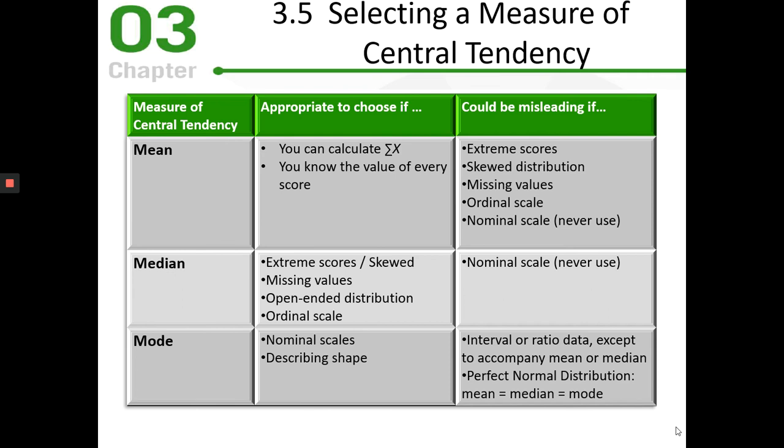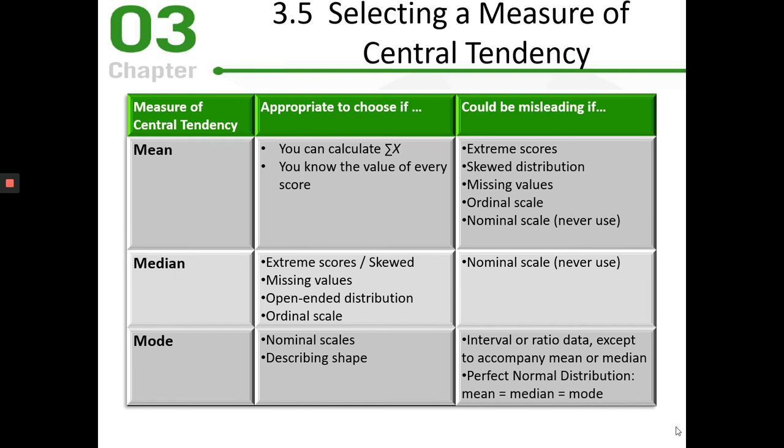Median, you want to use it with skewed distributions. It's not really good with a normal curve necessarily because it might be slightly off from the average. So with normal curves, we want to use the mean. And we can't do the median with the nominal scale because it's categorical and you don't have more or less. The median needs more or less in those numbers.